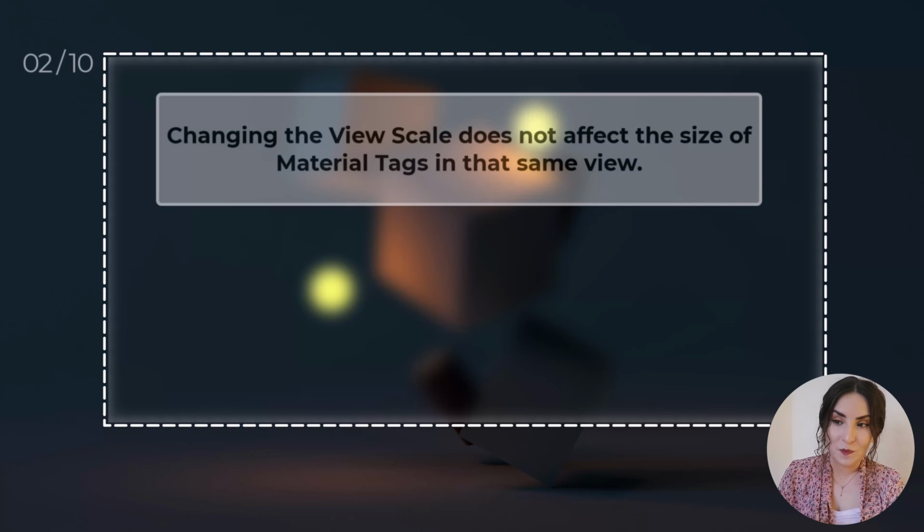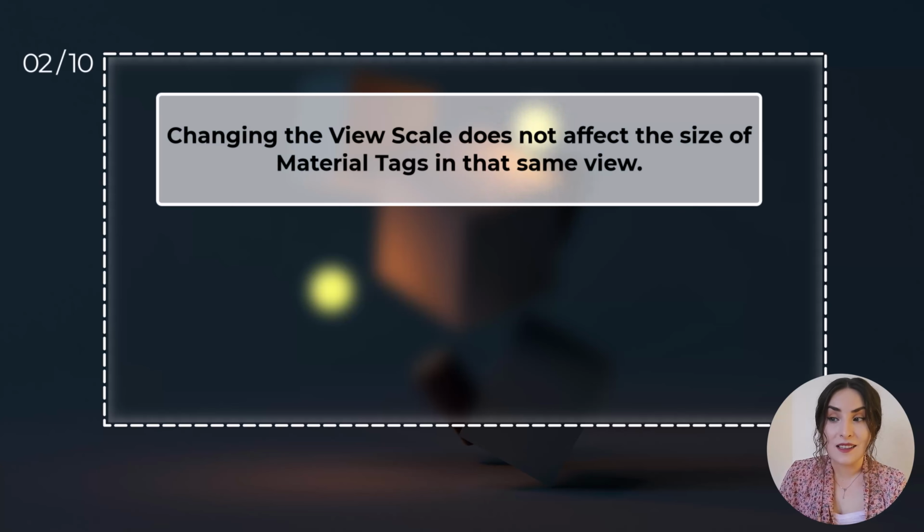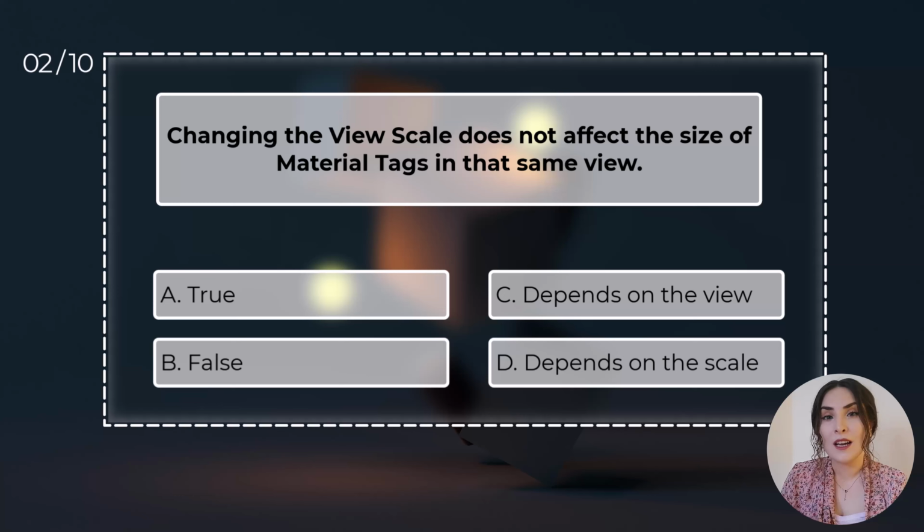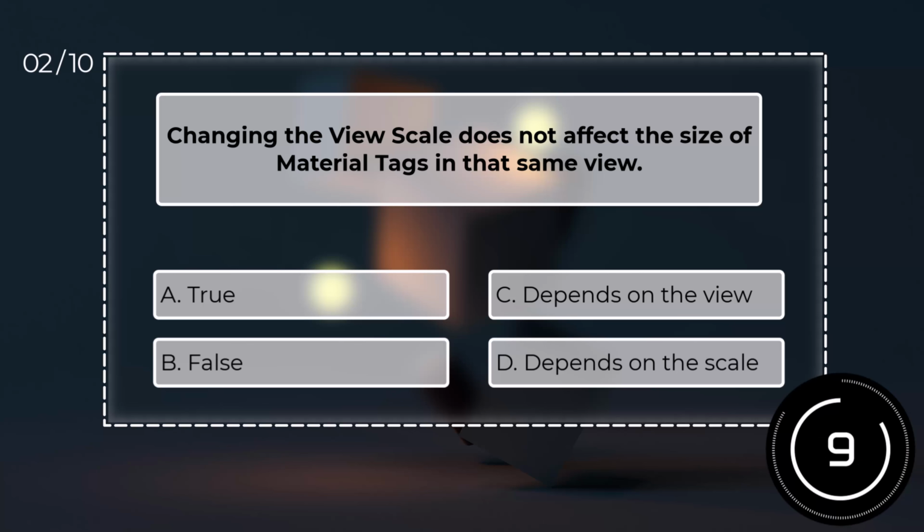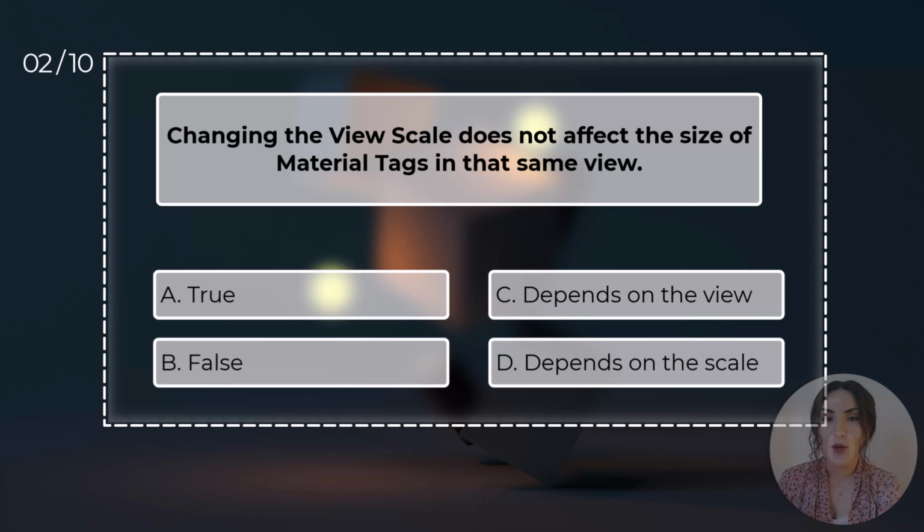Question number 2. Changing the view scale does not affect the size of material tags in that same view. A, true, B, false, C, depends on the view, and D, depends on the scale. You probably know that I've mentioned this so many times. So let's continue with the third question.